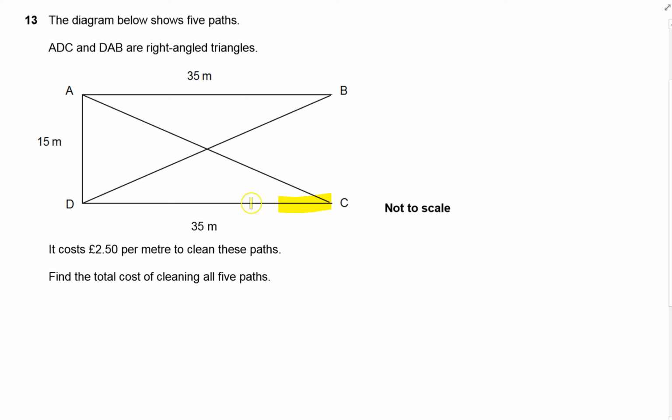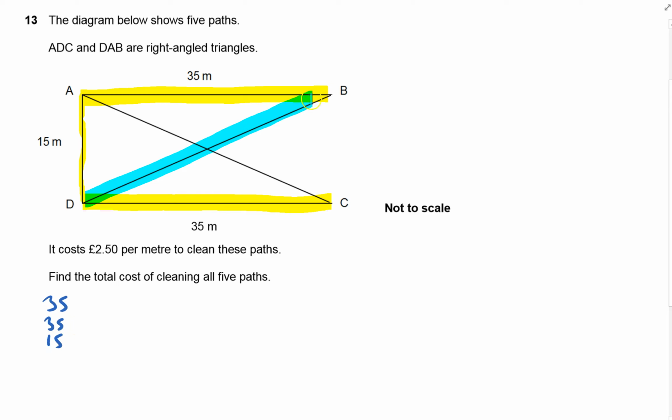So I've got to clean this path here, that's 35 metres, and this path here, that's 35 metres, and this path here is 15. So that's 3 of the paths I've got to do. So I've got to do 35 and 35 and 15. But I've also got to do this blue one here and this blue one here. And I've got to do those 2.